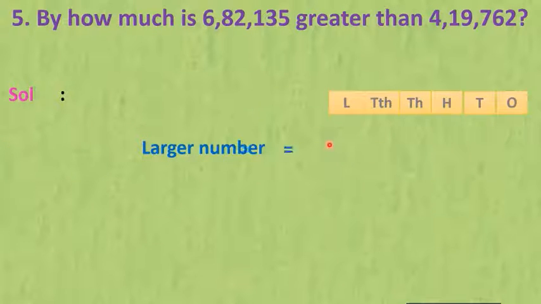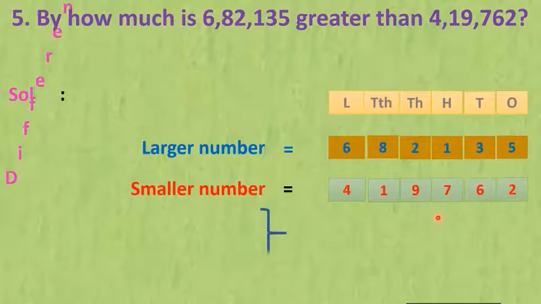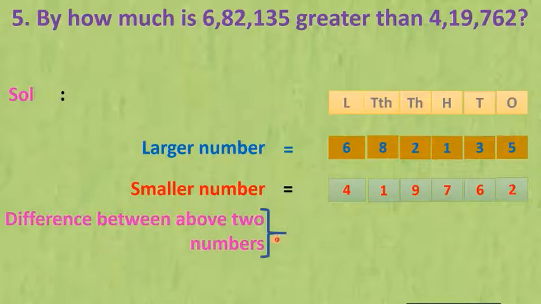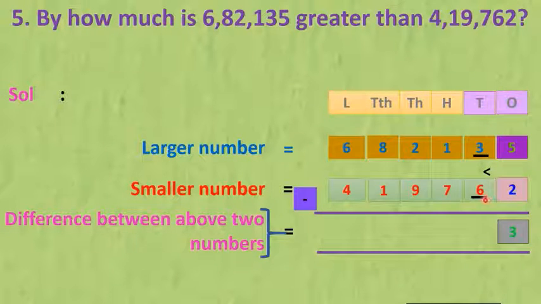Here it is. Larger number is equal to 6,82,135 and smaller number is equal to 4,19,762. And difference between above two numbers, larger and smaller numbers, is equal to subtraction. That is, you have to do 1's place 5 minus 2, 3. And here 10's place 3 is less than 6. So we have to borrow from 100's place. So here 1 becomes 0 and 3 becomes 13.